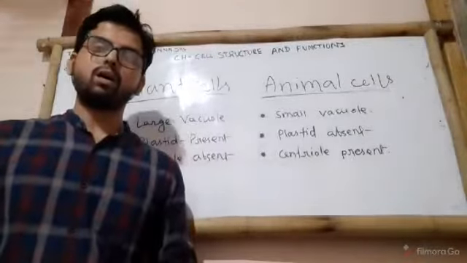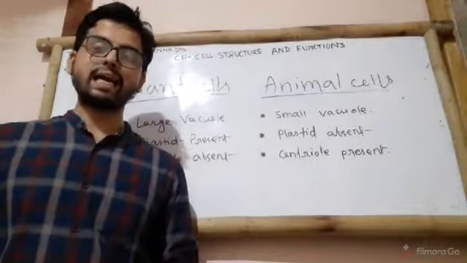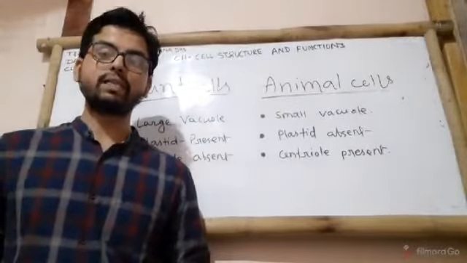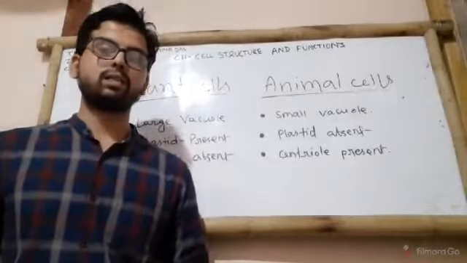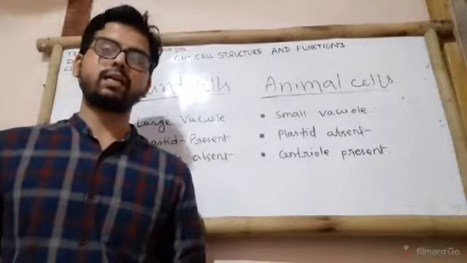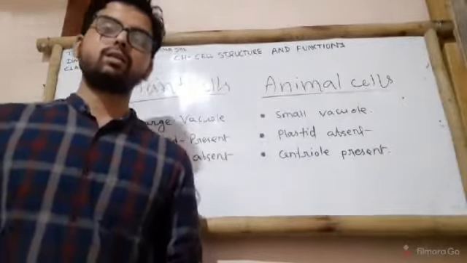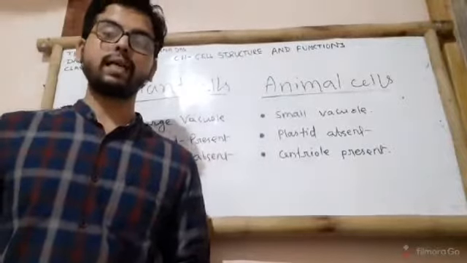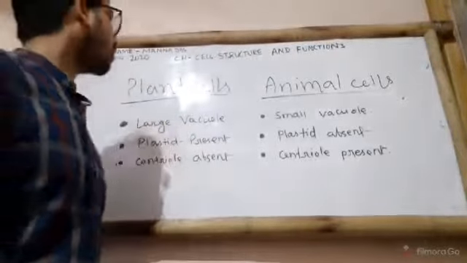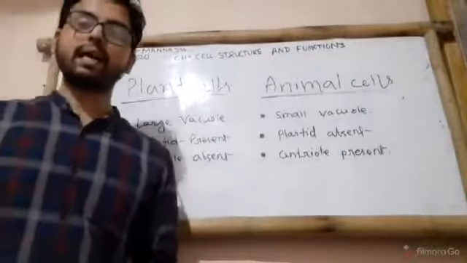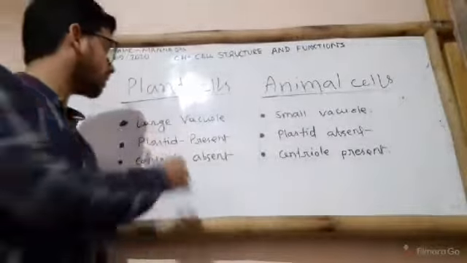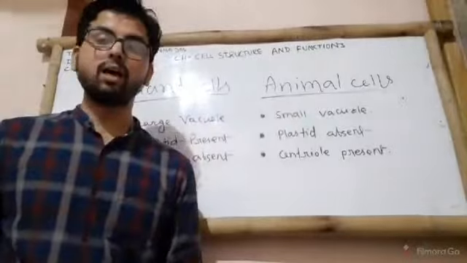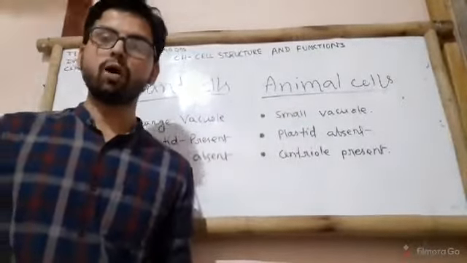Now, comparison of plant cells and animal cells. We know that both plant and animal cells have a cell membrane, cytoplasm, nucleus and nuclear membrane. So this is the comparison of plant cells and animal cells. Now what is the difference between plant cells and animal cells? Plants have a large vacuole, while animal cells have smaller vacuoles.